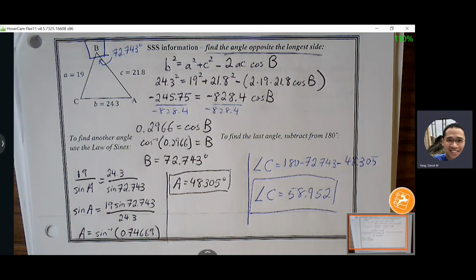The one that we chose before was this one, just because B was the largest. C is probably the largest. C is the largest. Okay, for number 3, what do you guys get for the largest angle? C, yep. So choose the formula that involves angle C.